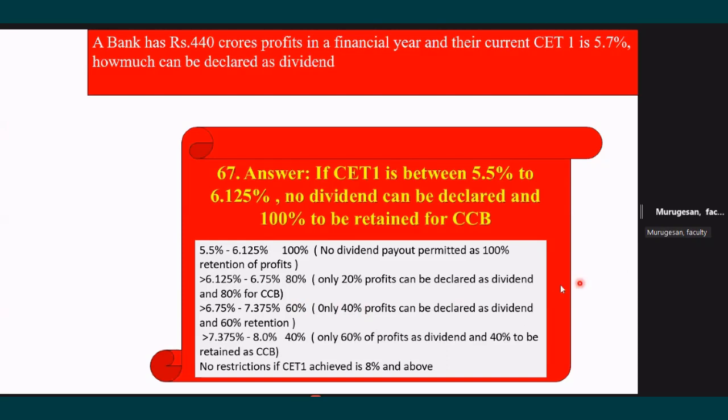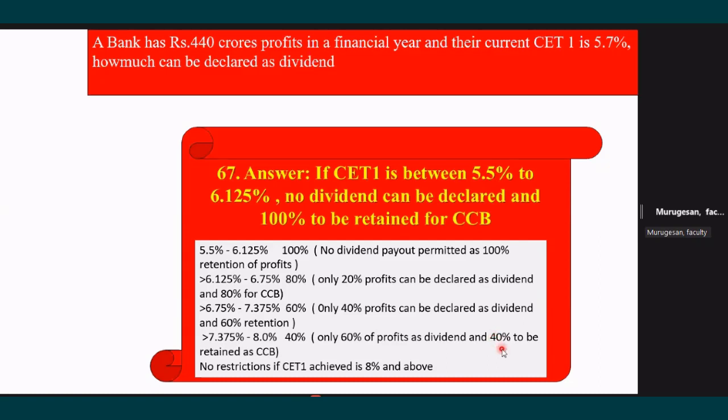Yes, they can decide, but this is a must. 60 is mandatory. Okay. When 40 can be distributed, it doesn't mean 40 only. They can declare only 30, they can, so minimum 60 they have to retain. So next level, if it is between this one, 40% necessarily they have to retain as capital. The remaining 60%, because it has slightly improved, can be declared as dividend.